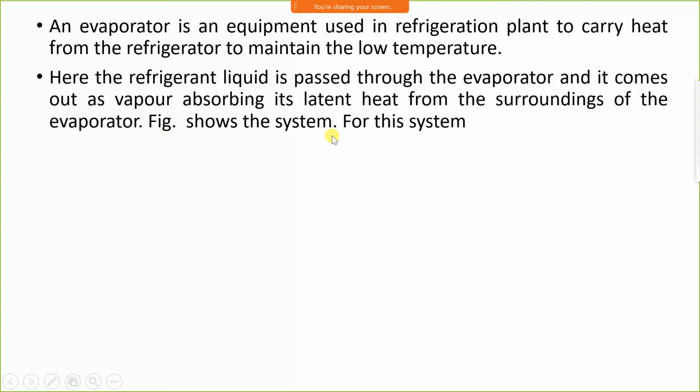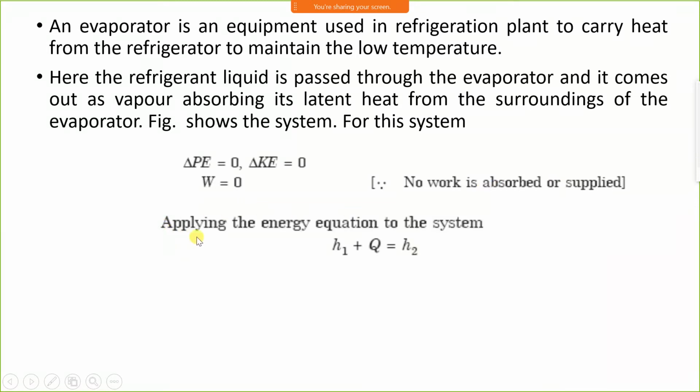Figure shows the system. For this system, change in potential energy is 0, change in kinetic energy is 0. Since there is no moving part, only it is a pipe, therefore work done is also 0. No work is absorbed during heat transfer. Applying steady flow energy equation, enthalpy at inlet is H1 and enthalpy at outlet is H2 and heat transfer takes place. Therefore, H1 plus Q is equal to H2, or we can write Q is equal to H2 minus H1.